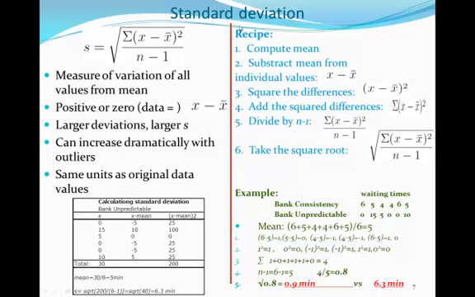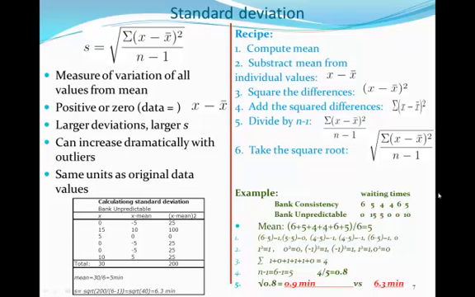So the recipe to compute the standard deviation is: first step, compute the mean. Second step, subtract the mean from individual values. We get x minus x bar, right? Then we square the difference. We get (x minus x bar) squared. And we add the squared differences, which is the summation of (x minus x bar) squared, and divide by n minus 1. And as our last step, we take the square root.